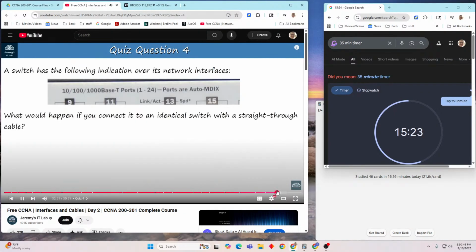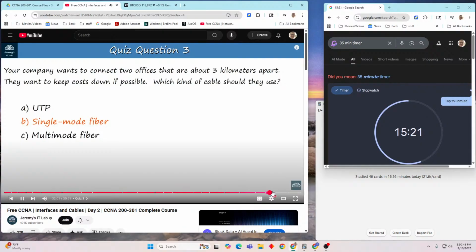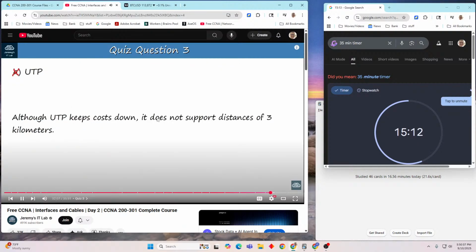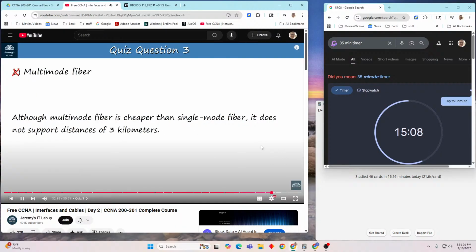The answer is B, single mode fiber. Let's check the answers. Although UTP keeps costs down, it does not support distances of 3 kilometers. So A, UTP is incorrect. Although multi-mode fiber is cheaper than single mode fiber, it also does not support distances of 3 kilometers.